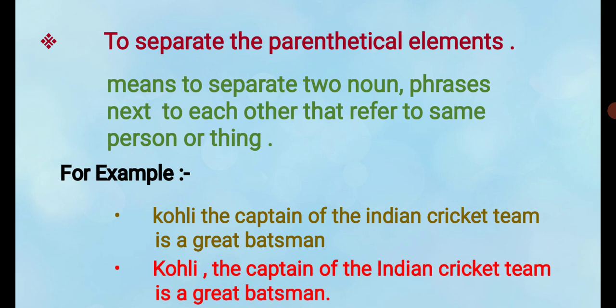So this is the way to separate the parenthetical elements when we are talking about only one person or thing by using two different nouns. At that time we use a comma.